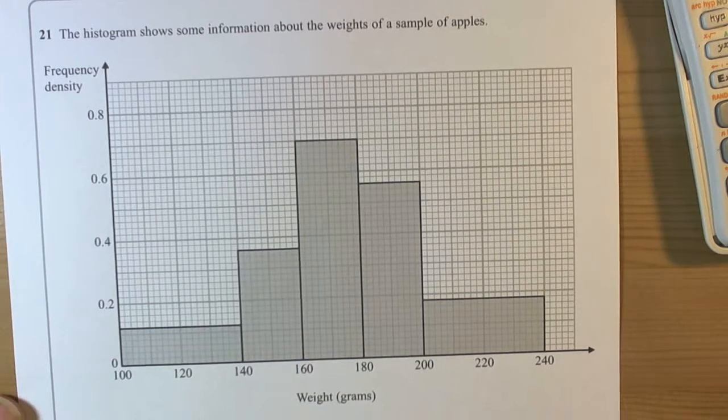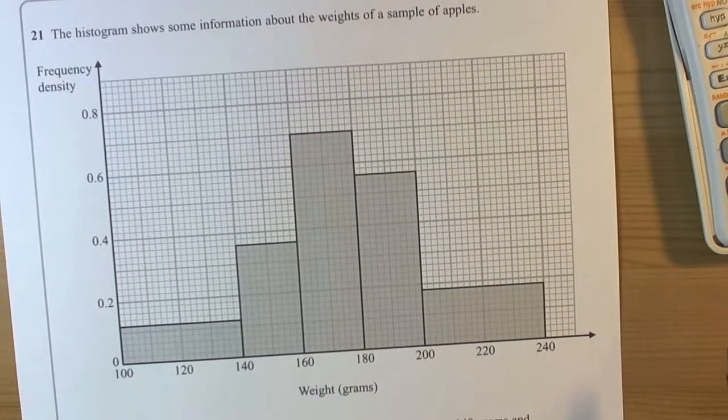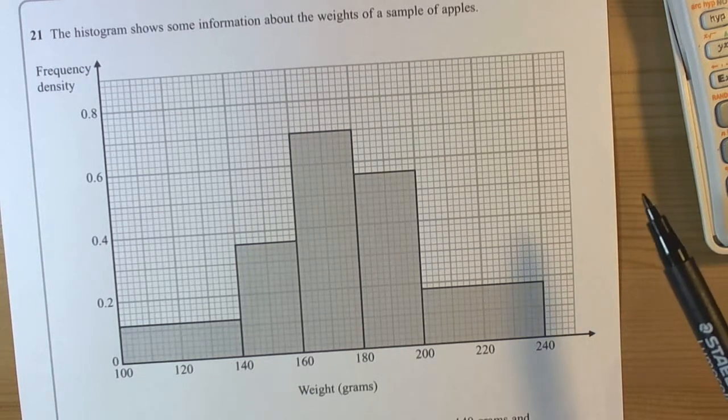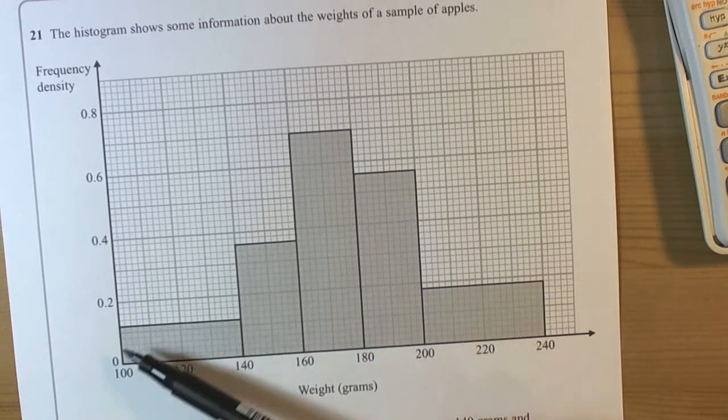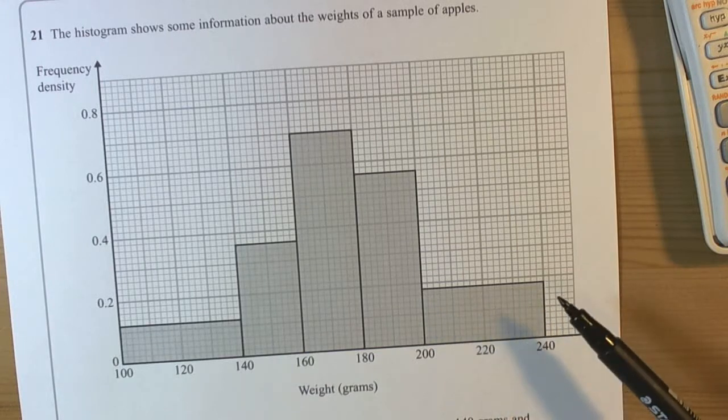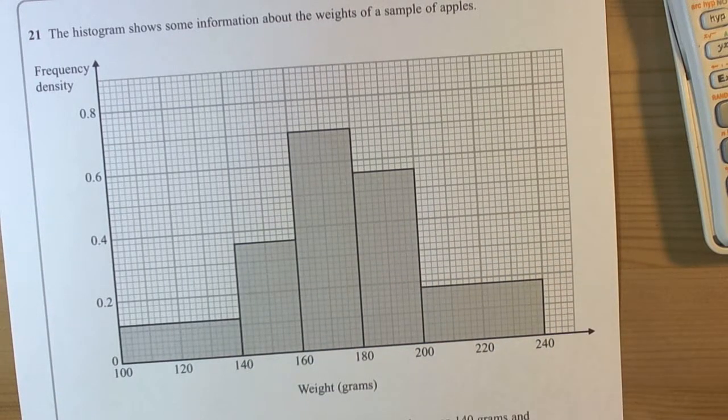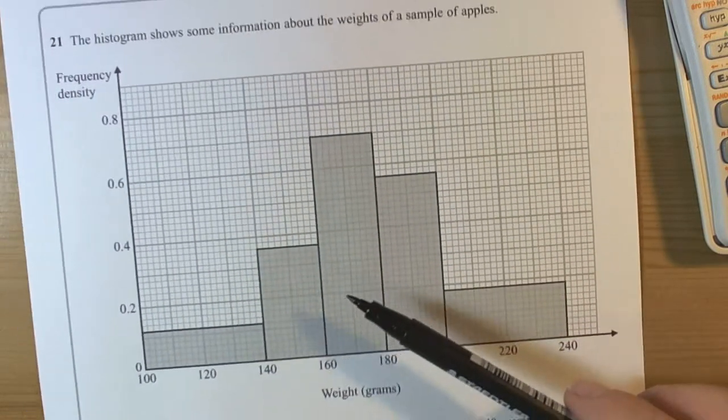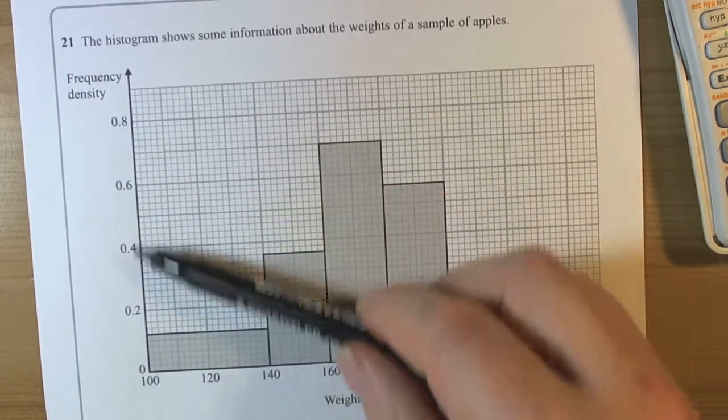This question wants us to interpret a histogram. Quite often when you've got a histogram question, you'd be working out the frequency densities and using the fact that the area of each bar represents the frequency as a way of filling in tables or calculating things. This question is slightly different. They've actually given us the frequency densities straight away.